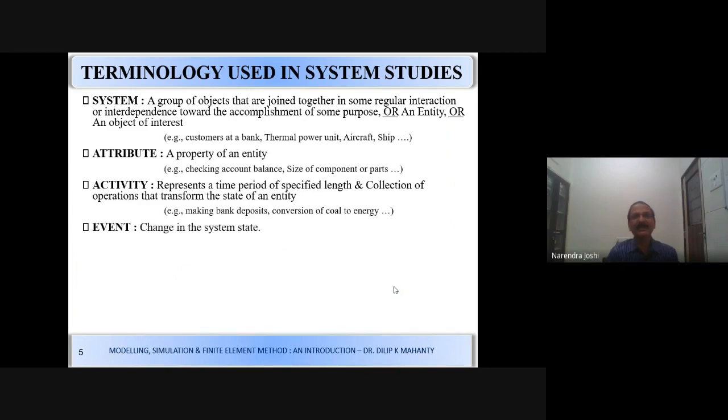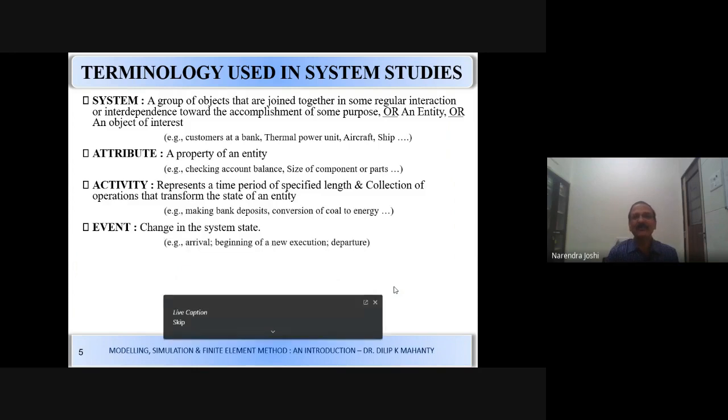Third is event, which is a change in the system state. How this whole thing is changing, for example, arrival, beginning of new execution, departure, etc. They are the events in a timely manner.